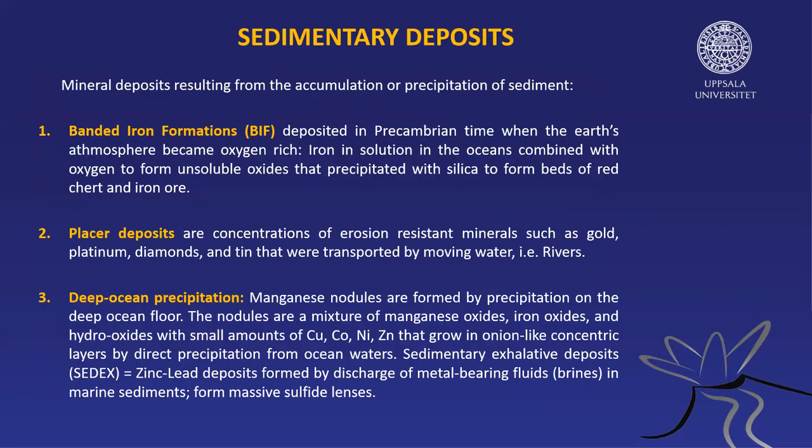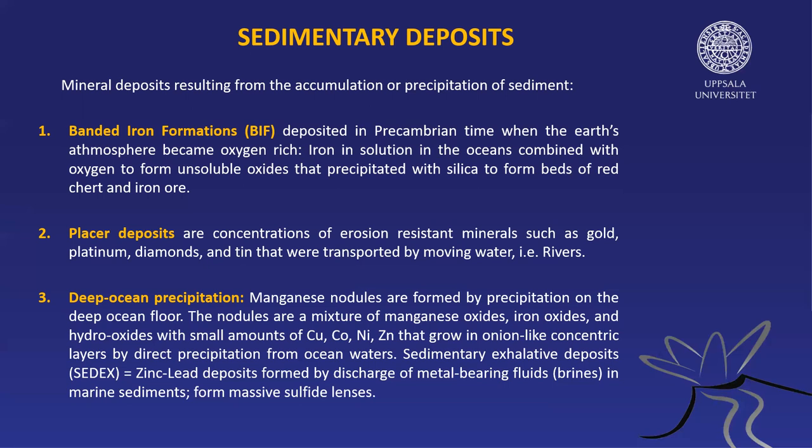Okay, that's the third type of mineral deposits, that's sedimentary deposits. We can distinguish three of them. These deposits result from the accumulation or precipitation of a sediment. The first main type is iron banded formations. They are very old, in fact, because they formed at the time Earth's atmosphere was oxygen poor.